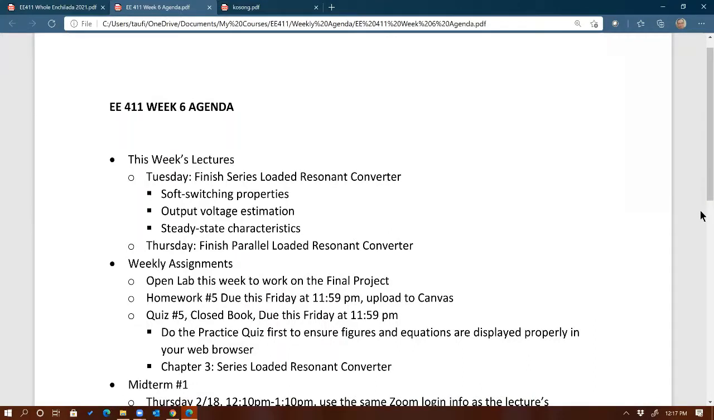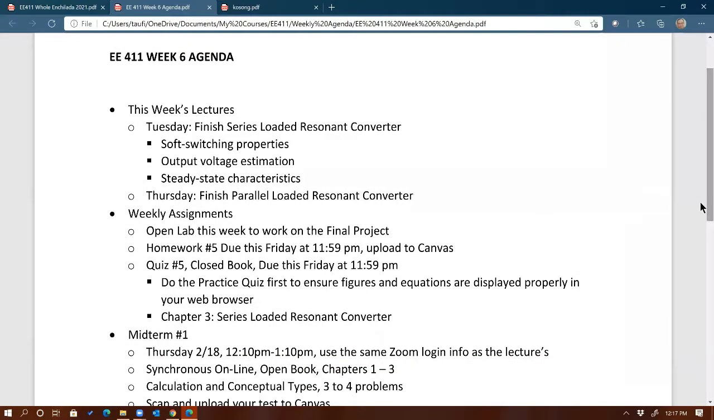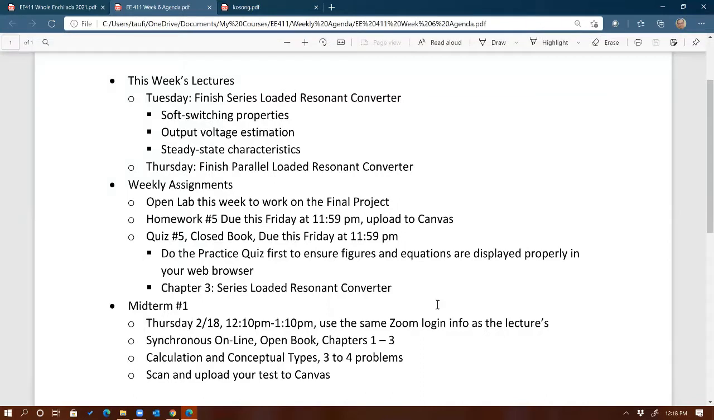Week 6 agenda. For the lecture portion of the class, my plan is to finish the series loaded resonant converter today. Really hoping we can finish that today, so that Thursday we can also finish the parallel loaded resonant converter. I'll go faster on the parallel loaded resonant converter, so hopefully I can finish that on Thursday. The reason being, next week is your first midterm. I'll talk about that later.